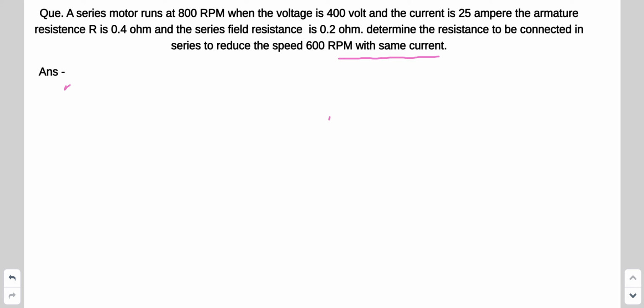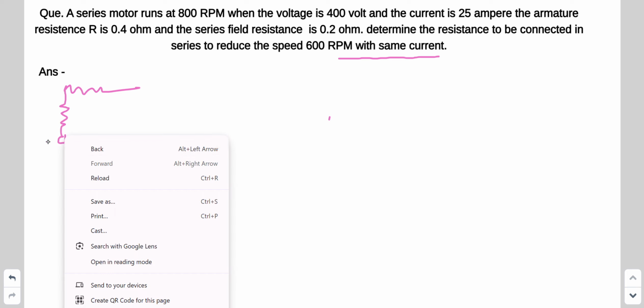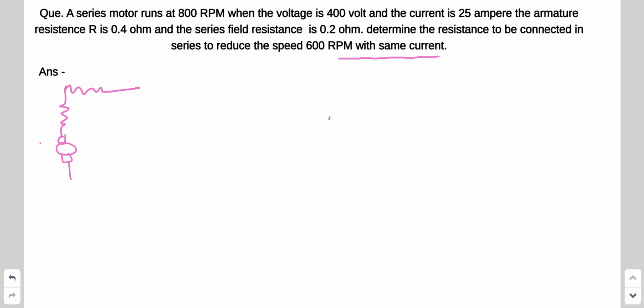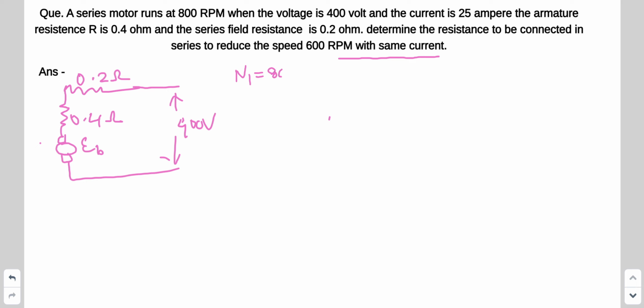So the circuit diagram is this series DC motor, 400 volt, and the back EMF generated, and the armature resistance is 0.4 ohm and the field resistance is 0.2 ohm, and N1 is given as 800 rpm and N2 is given as 600 rpm.